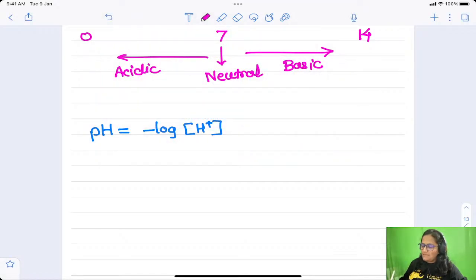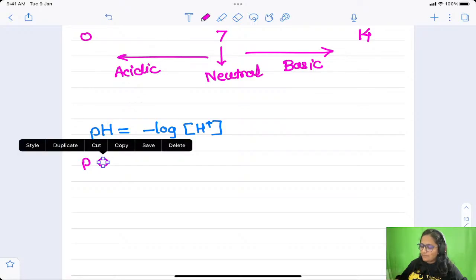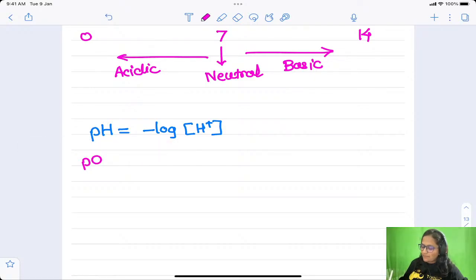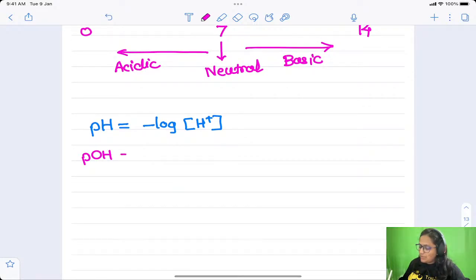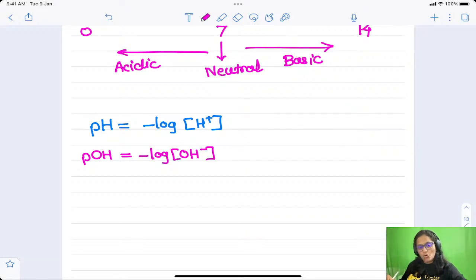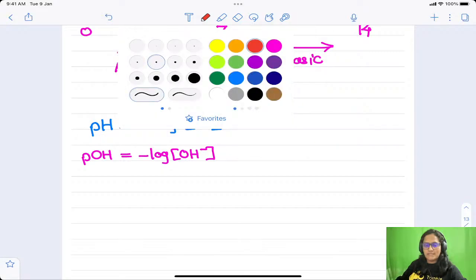Just like pH is for acids, there is one more terminology called pOH. pOH is nothing but negative log of OH minus ion concentration. That means pOH gives you the idea regarding the basic strength.